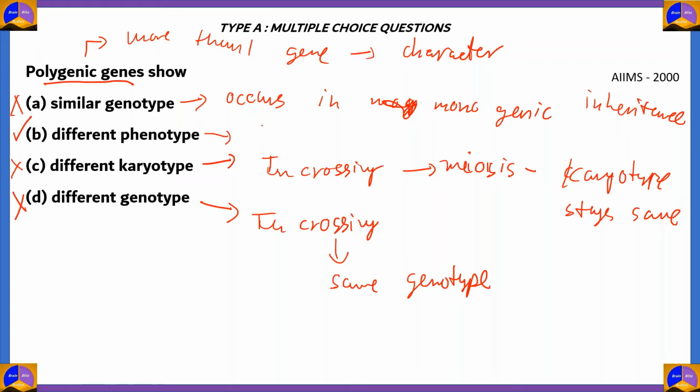An example of this is the crossing of wheat to form hybrids. Now, this has the same genotype, but the phenotype changes.